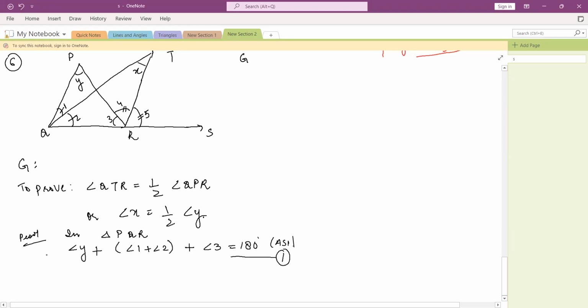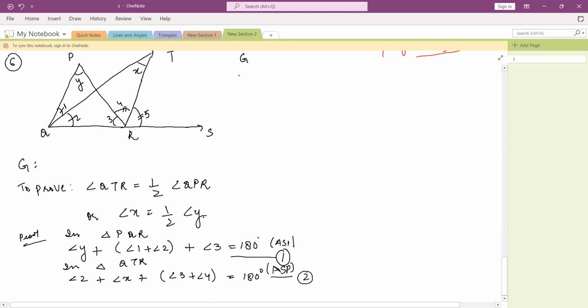Now look at the right triangle. In right side triangle QTR, again use the angle sum property. So this time, can I write it like this? Angle 2 plus angle X, and this one I can write angle 3 plus angle 4 is equal to 180 degrees. Let me call it my equation number 2. This is again the angle sum property, ASP. So I've got 2 equations now.